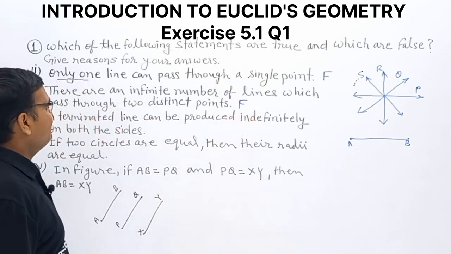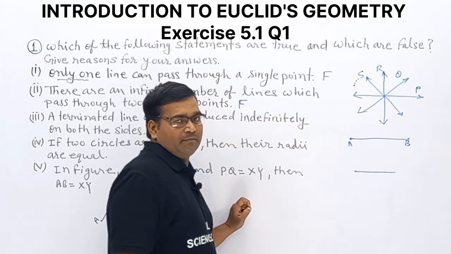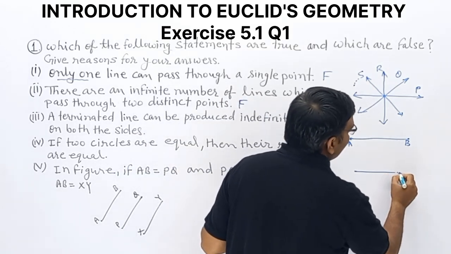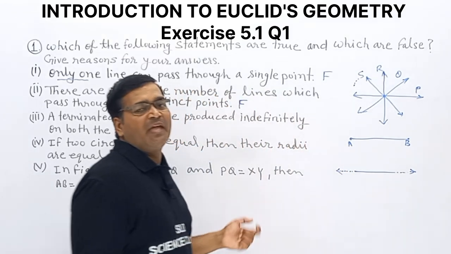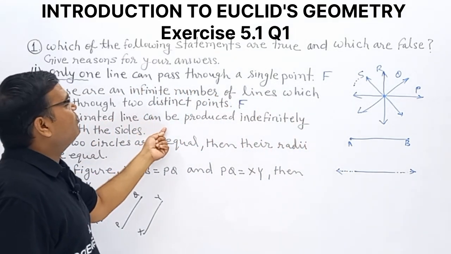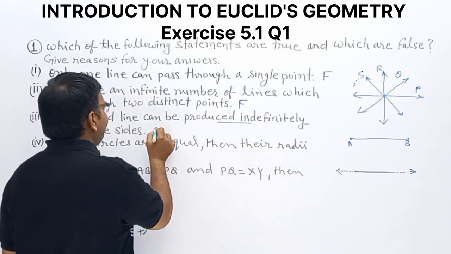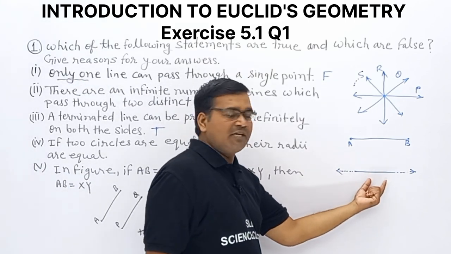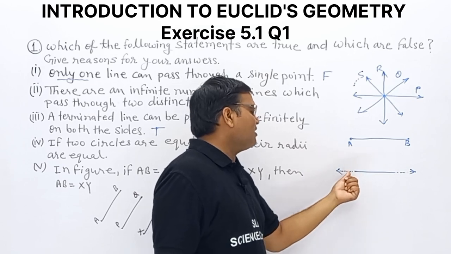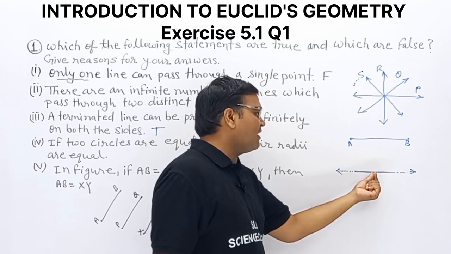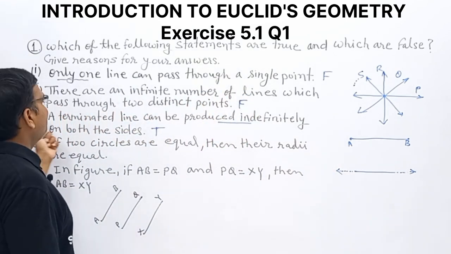indefinitely on both sides. This is one terminated line, and this line can be produced indefinitely on both sides. Yes, it's true. A terminated line can be produced indefinitely on both sides. This is the true statement. We draw a terminated line, and we can produce it indefinitely on both sides. This is the correct one. So the third one is a true statement.